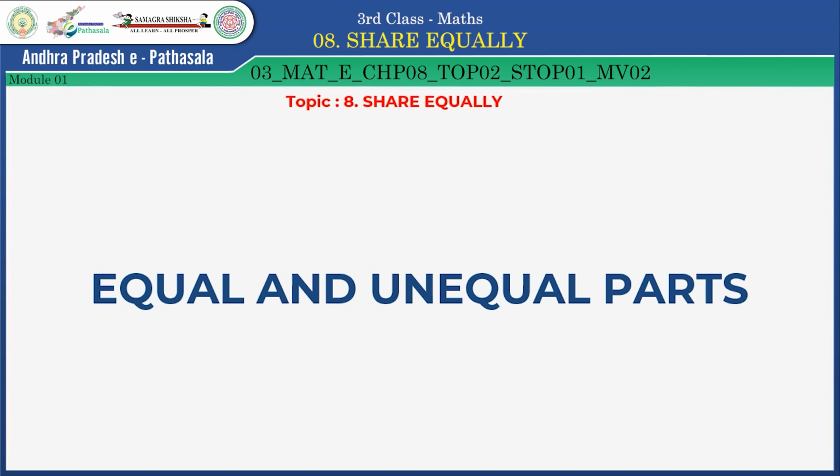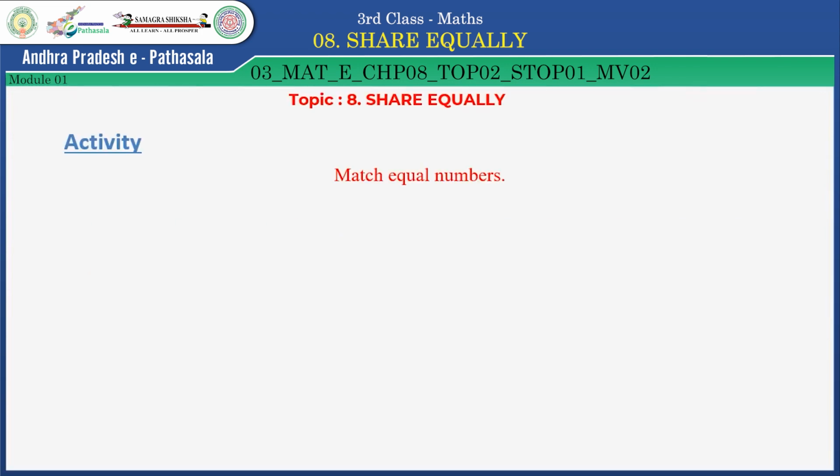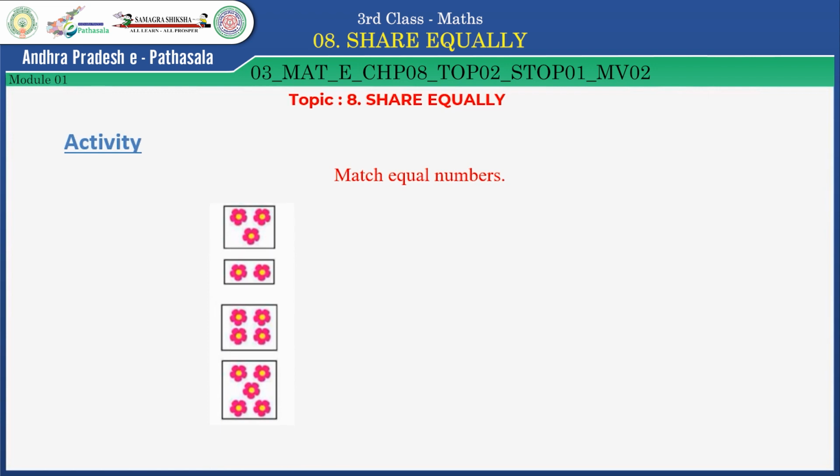Now we will see one activity related to matching equal numbers. I have a set of flowers. Now count the flowers in the first box. 1, 2, 3. That means total 3 flowers. In the second box, 1, 2. That means 2 flowers. In the third box, 1, 2, 3, 4. That means 4 flowers.